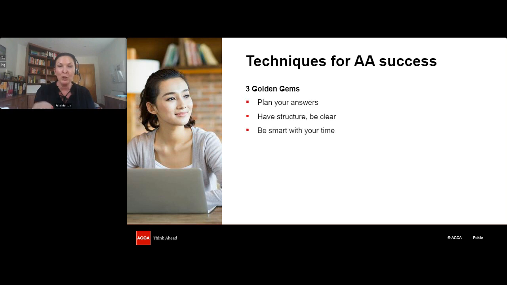Make sure that you plan your answers. Don't just dive in. Have some structure and be as clear as possible. You want to make sure that you're being friends with the marker and getting them to help you get some marks. And you need to also be smart with your time. For anyone who's resitting audit and assurance, or for anyone who's been practicing questions in a disciplined way so far, you know how time pressured it can be if you are trying to complete everything properly. So making sure that you're being clever with your time is really important.